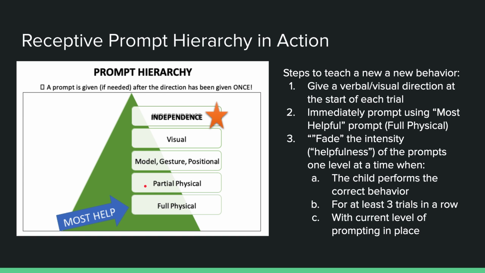with that in place, and then we use a model, gesture, or positional. I prefer gestural for most of them, or model if it's a more complex behavior. And then when you get 3 trials in a row with gestural in place, then you do visual. And then you get 3 trials in a row of the correct response with visual in place. And then you take out all your prompting, and then you hope that you get independent responding. So you start here, touch the dog, help them touch it 3 times in a row.